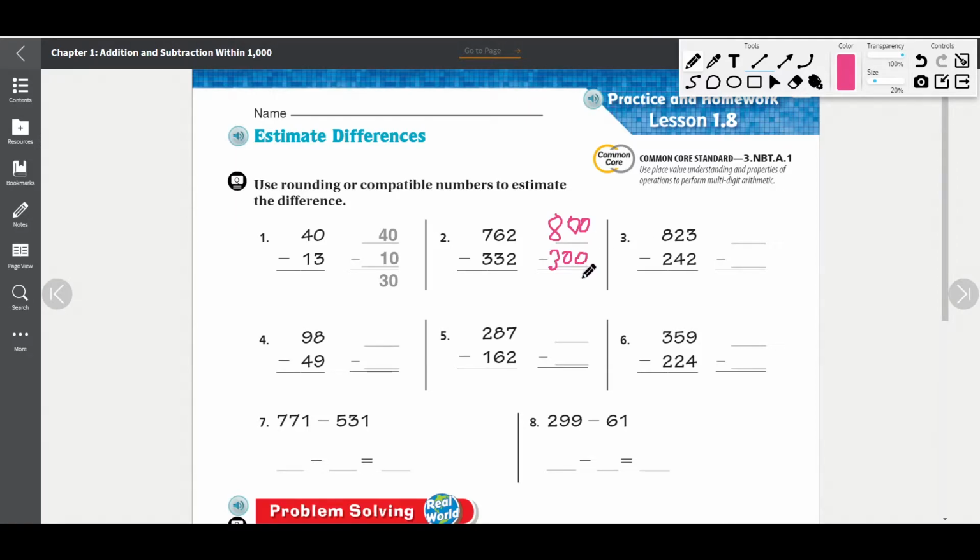We got 0 minus 0 is 0, 0 minus 0 is 0, and 8 minus 3 is equal to 5. This is how we can make compatible numbers.